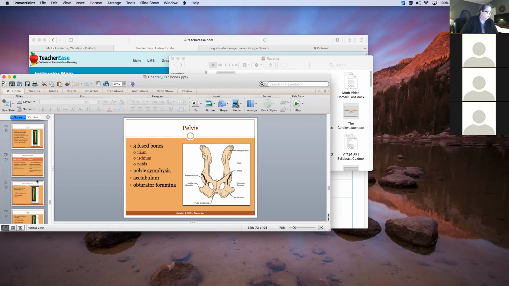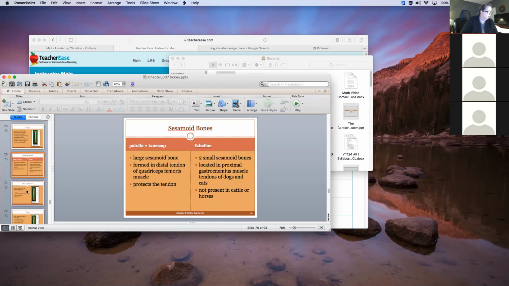Let's see here. And the patella is the only sesamoid bone that I had for you to know, which is found in the stifle. So that's the only one you had to know for the test.